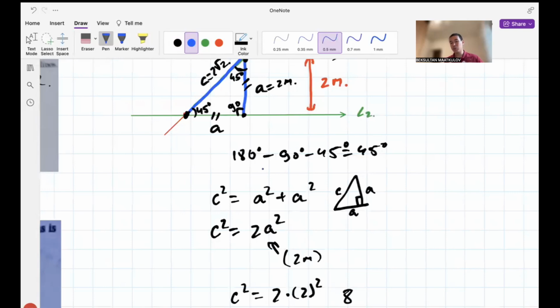Anytime you have an isosceles right triangle, just remember that you can rewrite the Pythagorean theorem for the hypotenuse in this way: C squared equals A squared plus A squared.